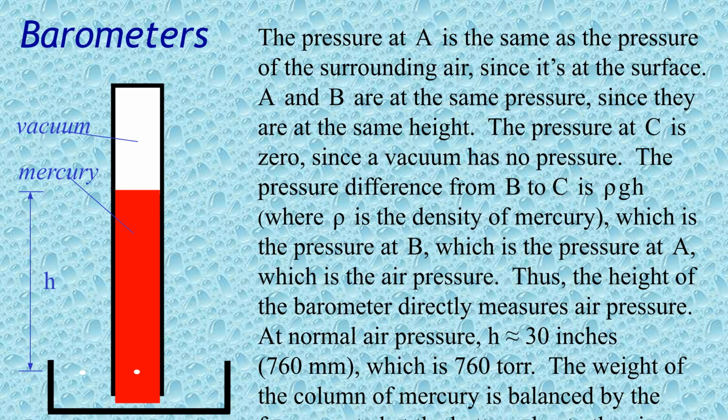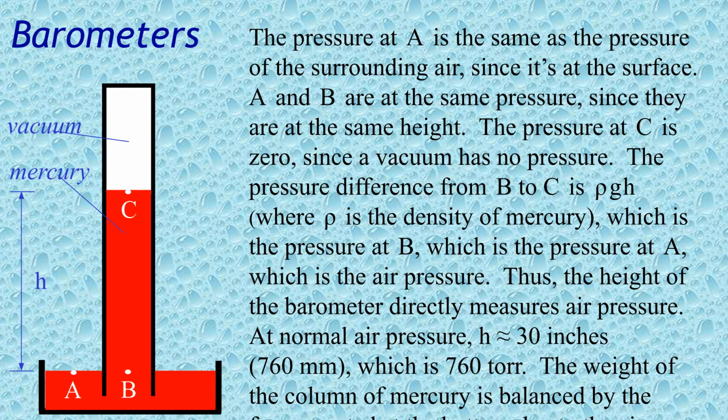Barometers measure air pressure using a column of mercury. The pressure at points A and B, at the surface of the mercury pool, is the air pressure. The pressure difference between B and C, where C is a vacuum, is $\rho gh$, which equals the air pressure.